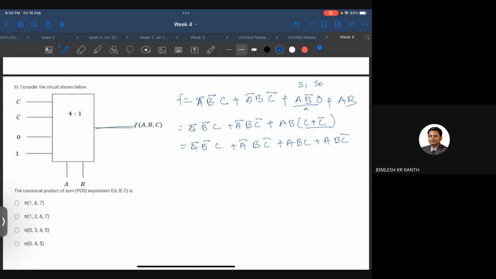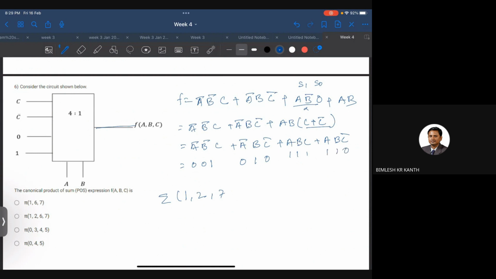Okay. Correct. So we are getting SOP. So it will be 0, 0, 1. So SOP is 1, and this will be 0, 1, 0. It will be 2. This is 1, 1, 1. This will be 7. This is 1, 1, 0.